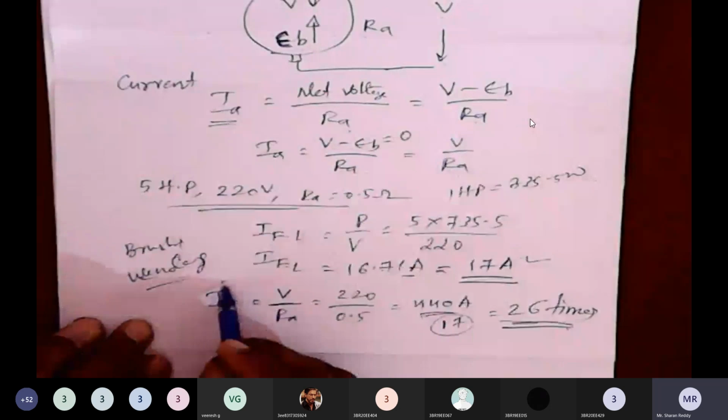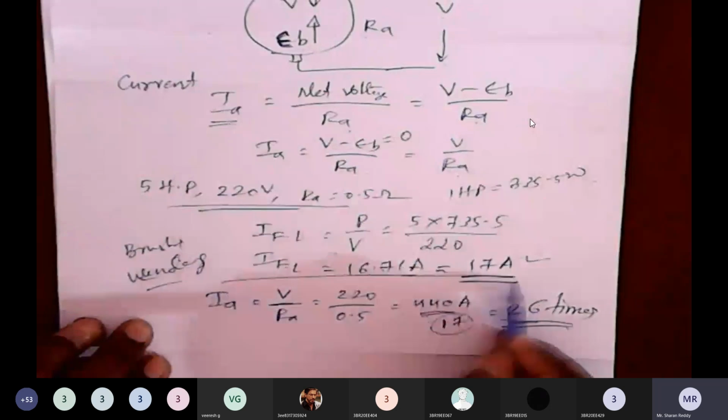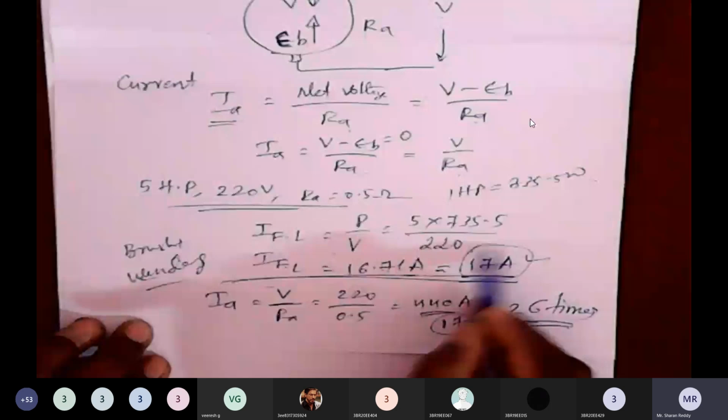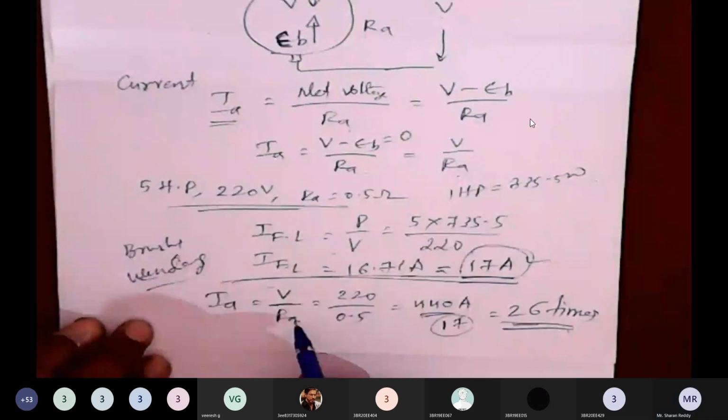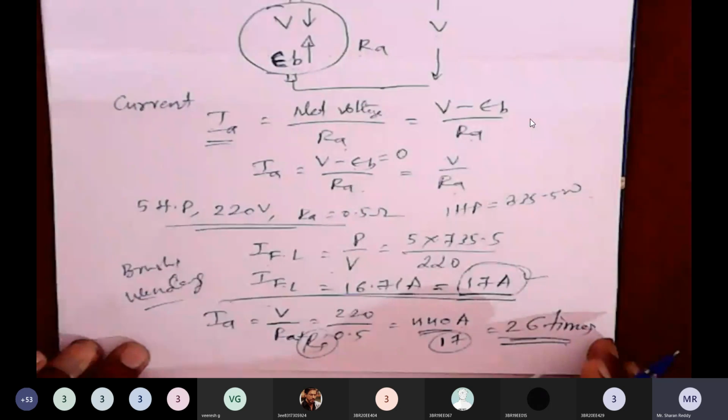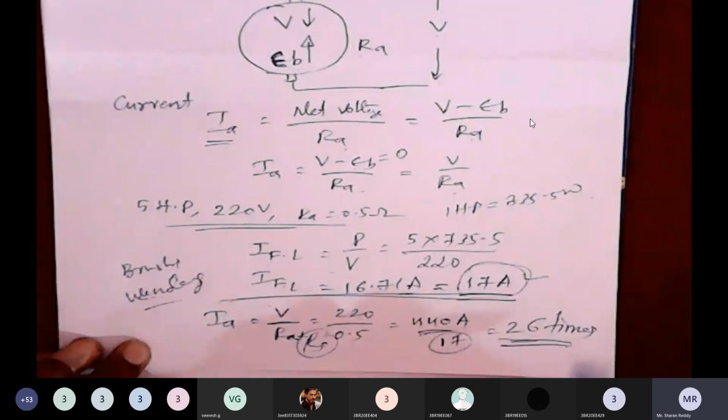What is the full load current of the motor? If you consider this 5 horsepower motor, it can take only 17 amps. But if you don't use a starter, if you don't limit it, because the Ra value is very small, we must connect an extra resistance here. Otherwise, it will take dangerous current. This is the necessity of a starter for a DC motor. Any doubts in this? Is it clear now?